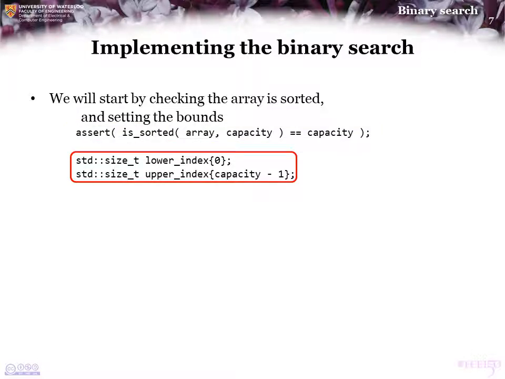Next, we're going to have two local variables. The lowest possible index in which the entry could be, which will start at index 0, and the largest possible index where the object could be, which will be capacity minus 1.